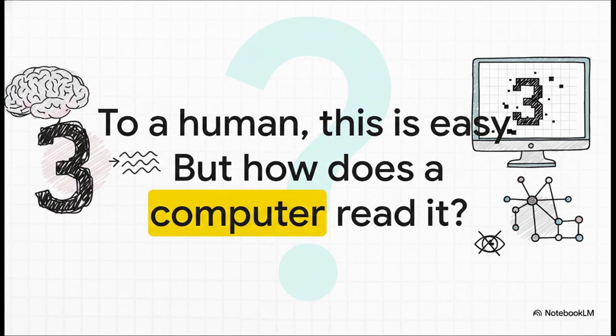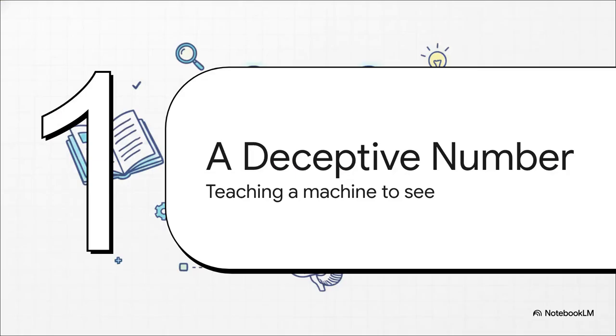So take a look at this. For you and me, that is instantly a 3. No question, doesn't matter how messy it is. But a computer? It doesn't see a number at all. It just sees a grid of pixels, basically a bunch of dots. So how on earth does it get from a simple pattern of light and dark squares to the actual idea of the number 3?